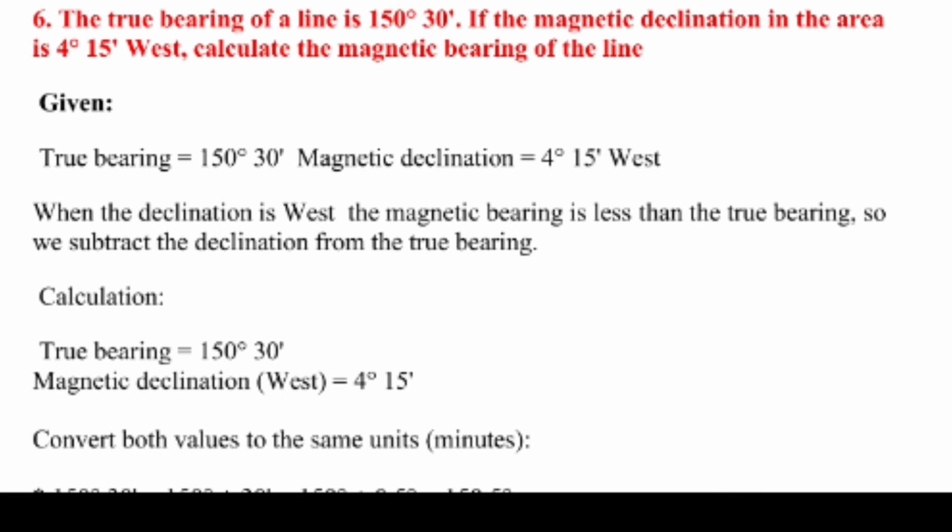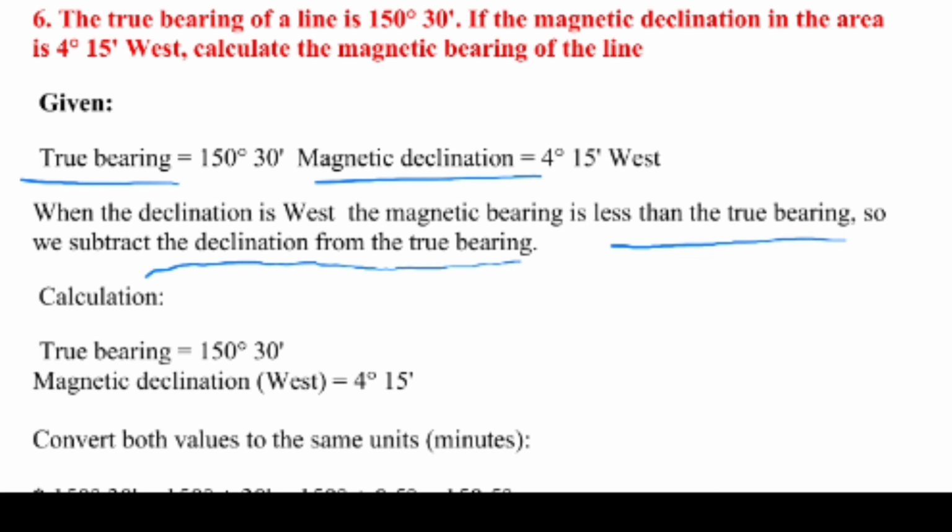So here one problem is given. The true bearing of a line is 150 degrees 30 minutes. The magnetic declination is 4 degrees 15 minutes. Calculate the magnetic bearing. The first one I gave is called the true bearing. Next one is the magnetic declination, 4 degrees 15 minutes towards west. So the declination is towards the west, the magnetic bearing is less than the true bearing, so you have to subtract it from the true bearing.